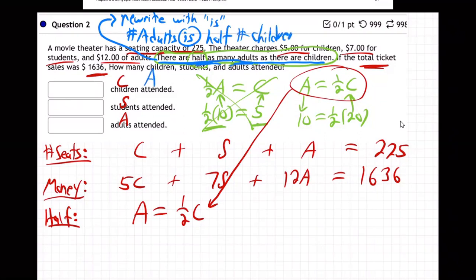So that means A equals, right? A equals a half C. Right. That's exactly what we said. A is a half C. You see, that'll help you.